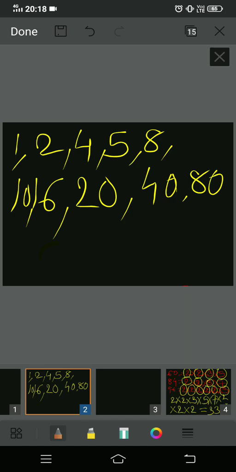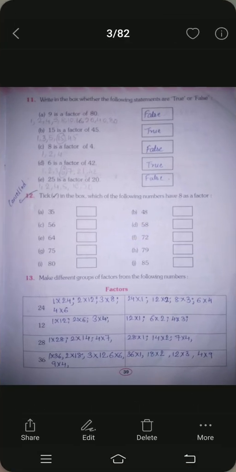That is it. So the factors of 80 are 1, 2, 4, 5, 8, 10, 16, 20, 40 and 80. So यहाँ पे 9 कहीं पे भी नहीं है ना बच्चों. We cannot see 9 over here. So that is why the statement is false.